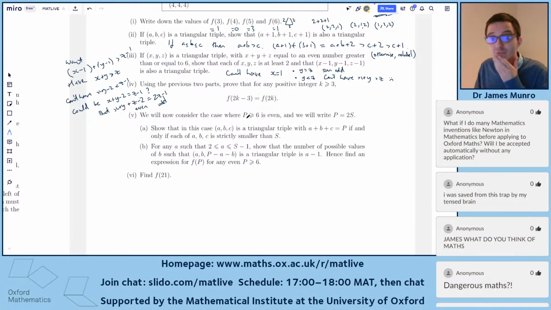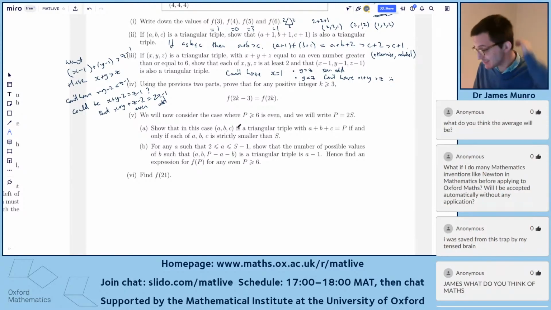Final part. Final 2 parts. To work out how many of these things there are. Well, I think the average is going to be around about 50, more or less, because it usually is. Cool. Consider the case where p is bigger than 6 and even. I'm going to write it like this. I suppose bigger than 6 is good because we saw that if p is 4, there are no triangular triples. When p is 6, then we can start to get some triangular triples. Right, p is 2 times s.